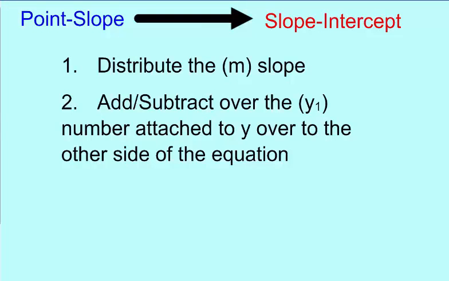Let's first look at converting from point-slope form to slope-intercept form. This takes two steps. The first thing that you'll do is you'll distribute your slope value, that's your m, in the equation. You'll then add or subtract over your y1 value in order to get that y by itself. So let's look at an example and see how we apply these two steps.